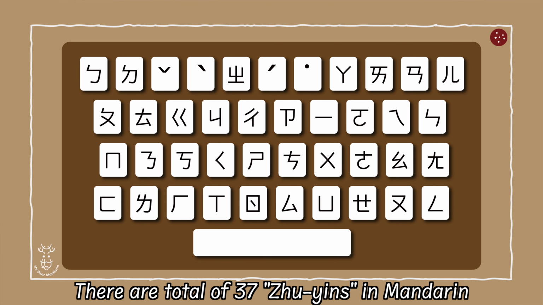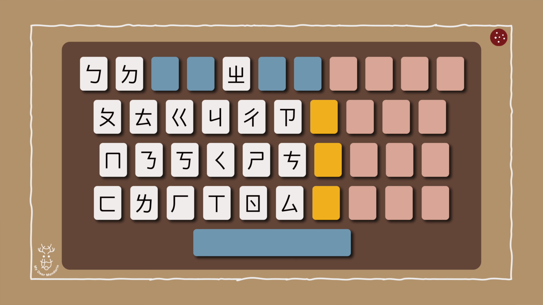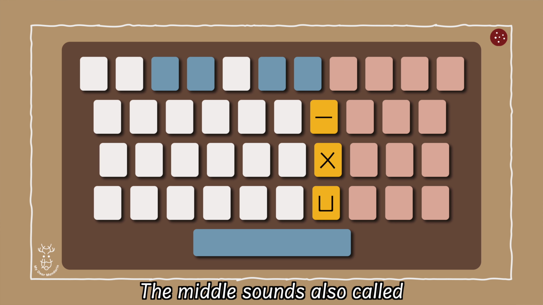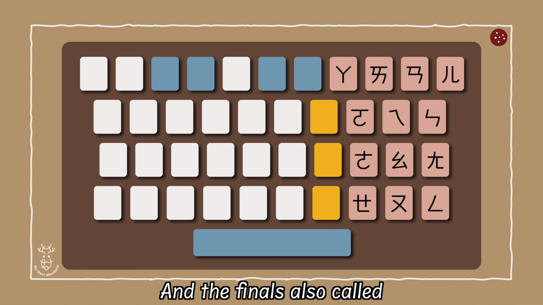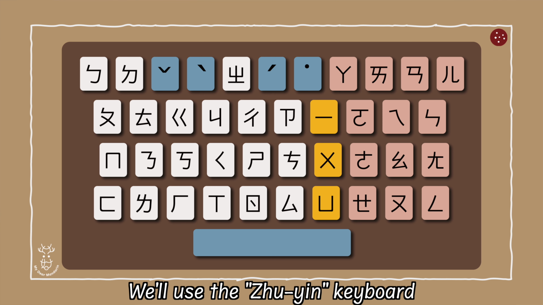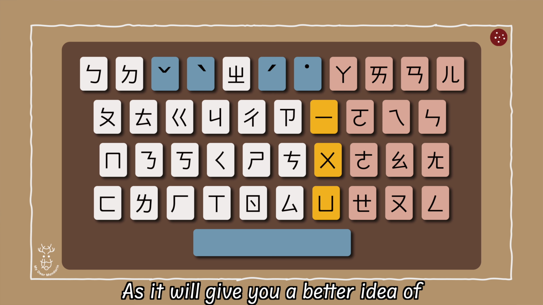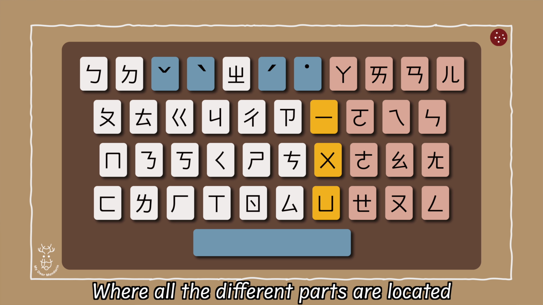There are a total of 37 Zhu-yins in Mandarin and are usually separated into three parts. The initials, also called shen mu, the middle sounds, also called qie yin, and the finals, also called yun mu. We'll use the Zhu-yin keyboard as it will give you a better idea of where all the different parts are located.